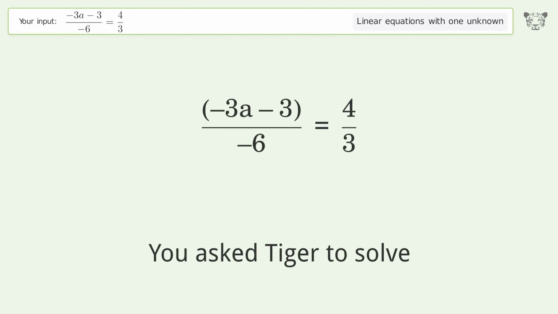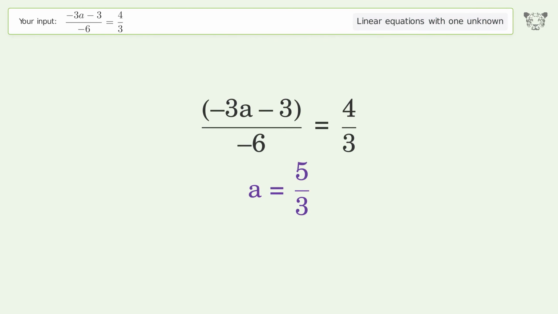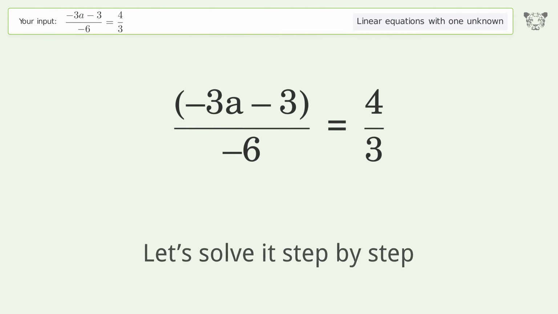You ask Tiger to solve this. This deals with linear equations with one unknown. The final result is a equals 5/3. Let's solve it step by step.